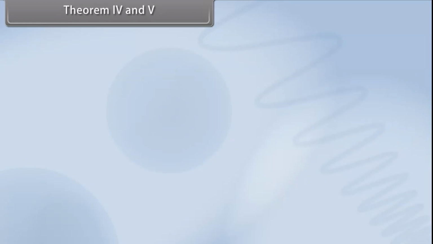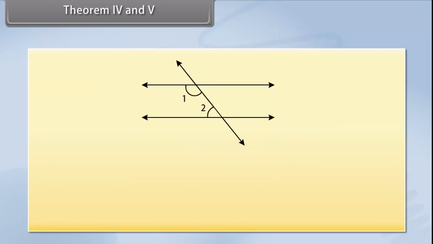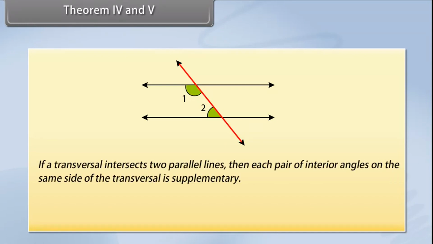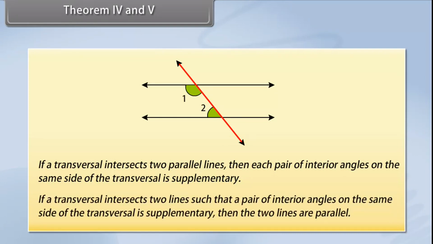Theorem IV and V. There are two more theorems related to interior angles on the same side of the transversal. If a transversal intersects two parallel lines, then each pair of interior angles on the same side of the transversal is supplementary. If a transversal intersects two lines such that a pair of interior angles on the same side of the transversal is supplementary, then the two lines are parallel.